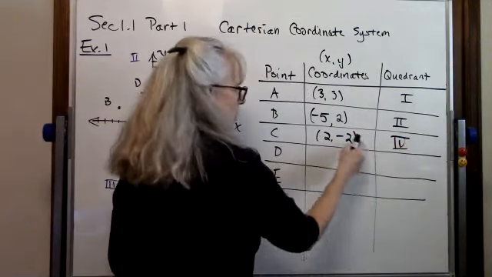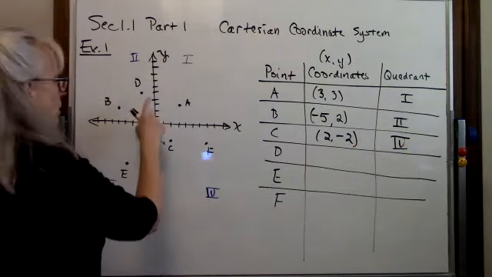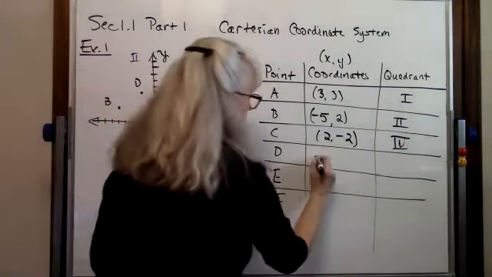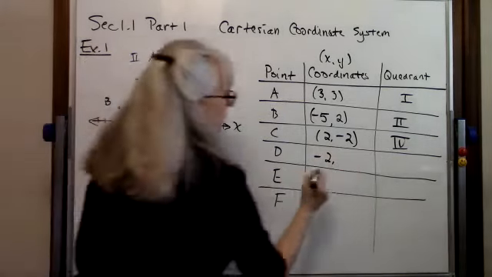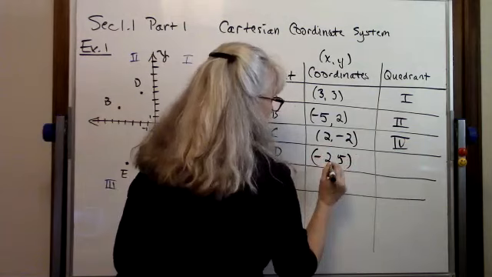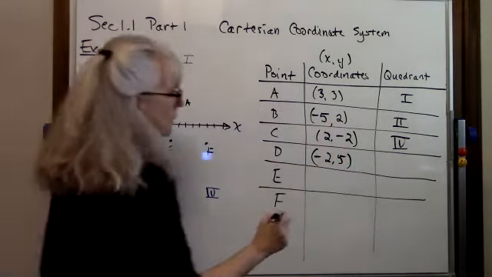Again, notice we're using parentheses to indicate their points. Point D, back over here, negative 2 in the X direction, and it looks like we're up 1, 2, 3, 4, 5 in the Y direction. So it's at negative 2, 5. Notice what a difference that is from the negative 5, 2 that was B. It's in quadrant 2.